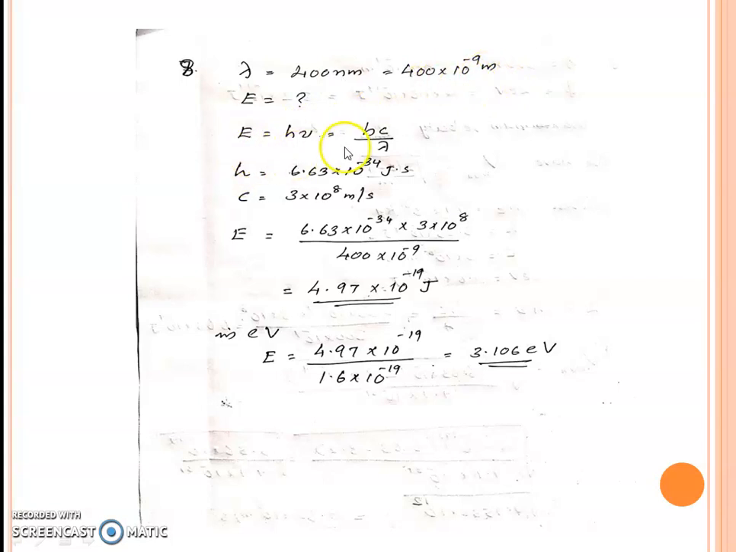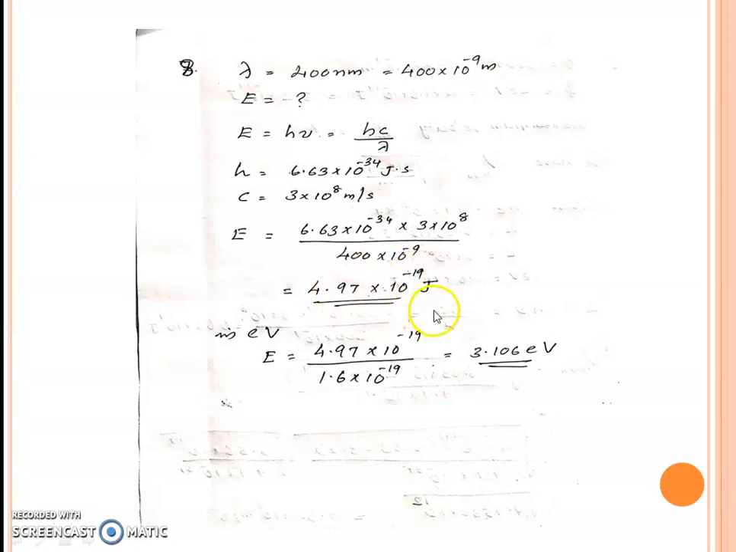So, E equal to h nu equal to hc by lambda. h is 6.63 into 10 raised to minus 34 joule second. And c is 3 into 10 raised to 8 meter per second. By substituting all these values into this equation, we will get E as 4.97 into 10 raised to minus 19 joule. In joule, its value is 4.97 into 10 raised to minus 19 joule.